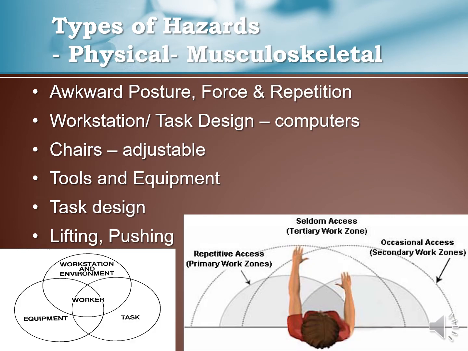Musculoskeletal injuries. Examples would be things like ergonomics, workstation setup and design, poor chairs for a workstation, and ideally, we want the chair to have 5 casters and be adjustable. We also want the person sitting in it to have a 90-degree angle at their hips, knees, and elbows.